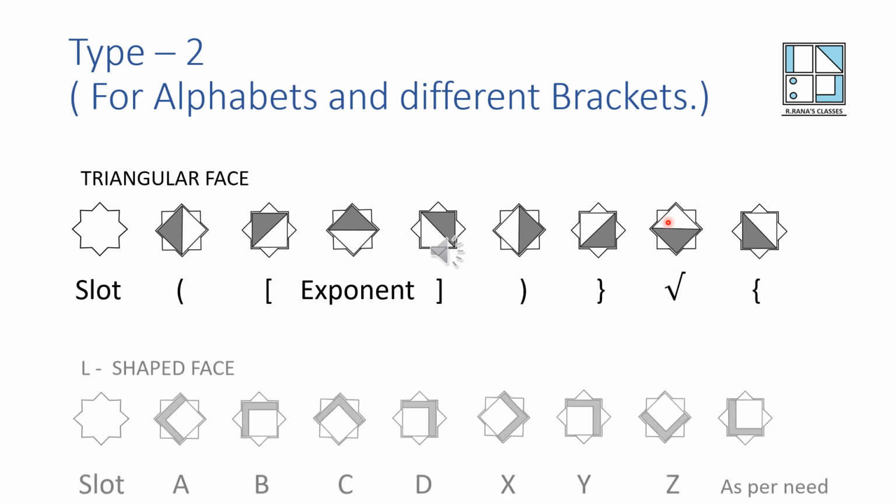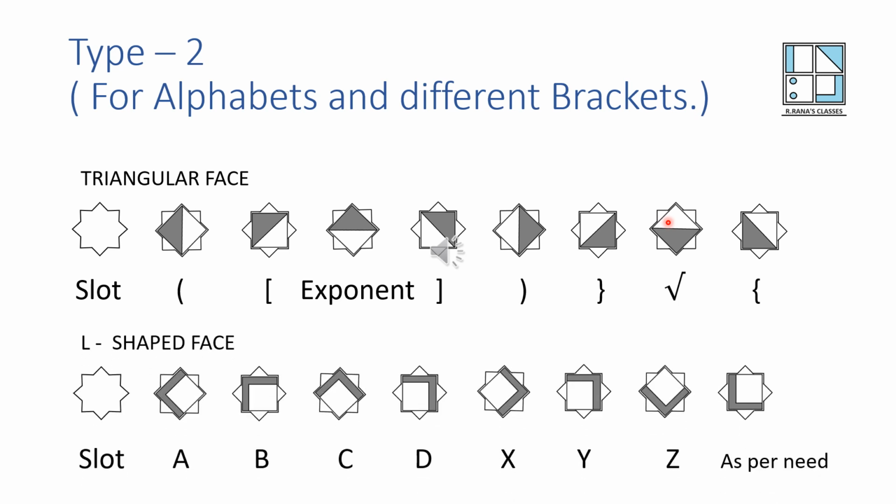After this, we have the last face, that is L-shaped face. You can see the slot. Again, the first position is left inclined towards left. This represents A. Tilt it by one position in clockwise direction. It represents B. Then the next is C, and this is D.